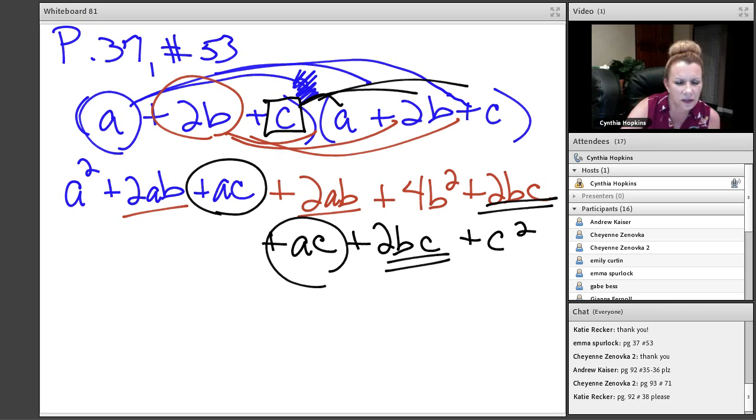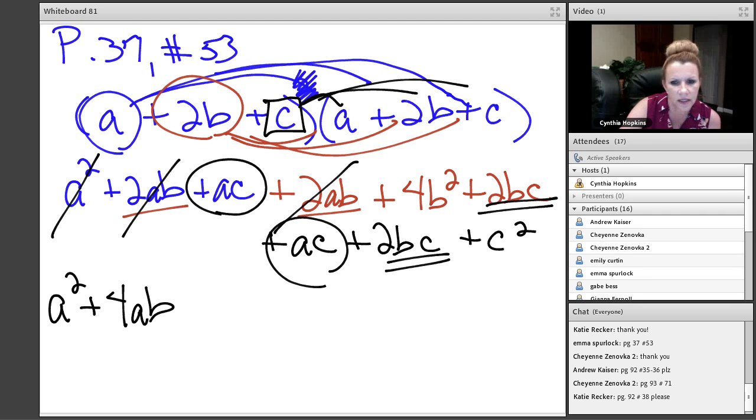Okay, so it's a little awkward to figure out what order I should put these in. What should I do? Well, I'm for sure going to start with a squared, so I'm done with that. Let's cross that out. I don't really know. I guess I'll go plus 4ab, so that ab is gone, that ab is gone.